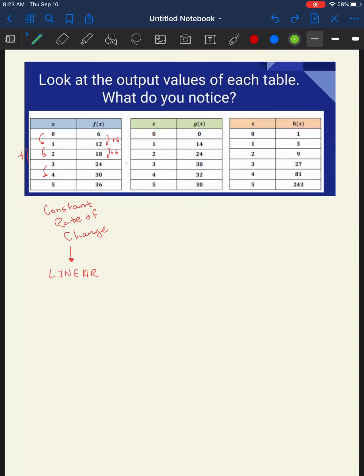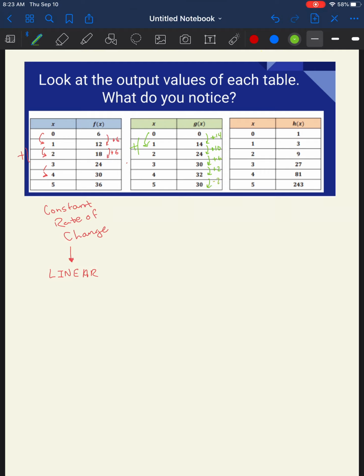So now we're going to move to the second one. I see again, we talked about this, but the inputs are the same, so I see that I'm adding 1 between each one on my x's. But let's look at our g of x, or our outputs here. From 0 to 14, that's +14. Let's see, from 14 to 24, that's +10. 24 to 30 is +6. 30 to 32 is +2. Ooh, and then I go -2.